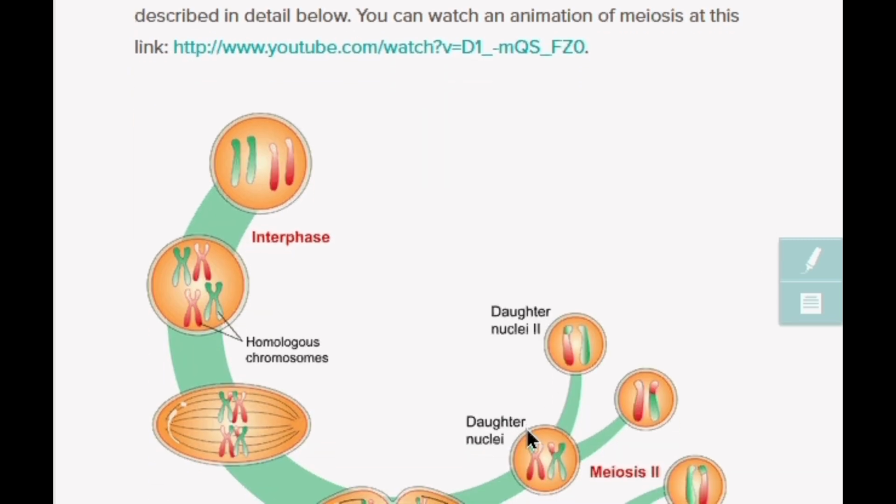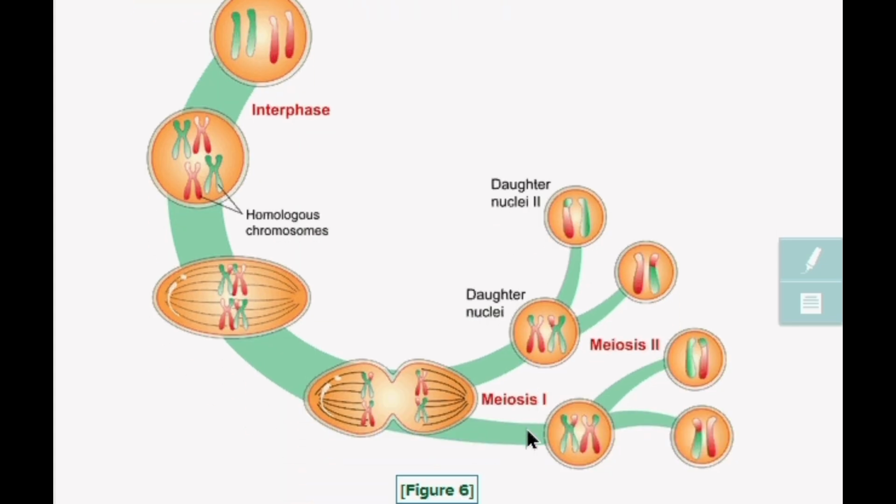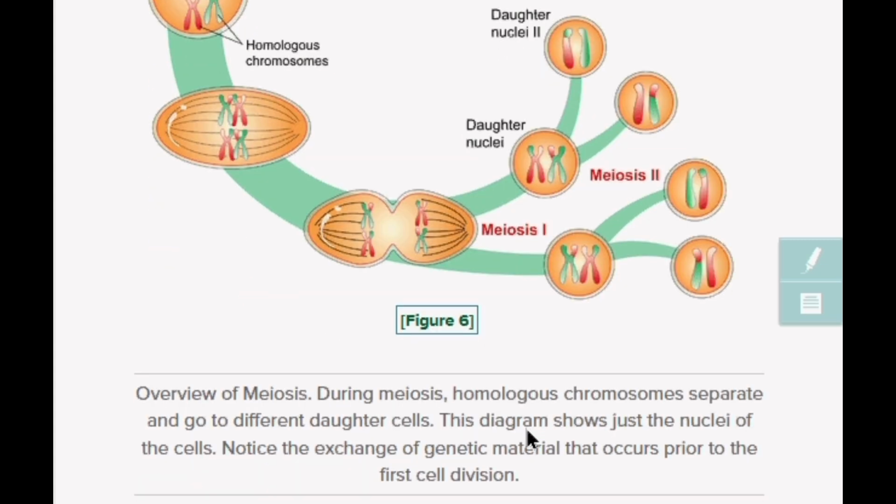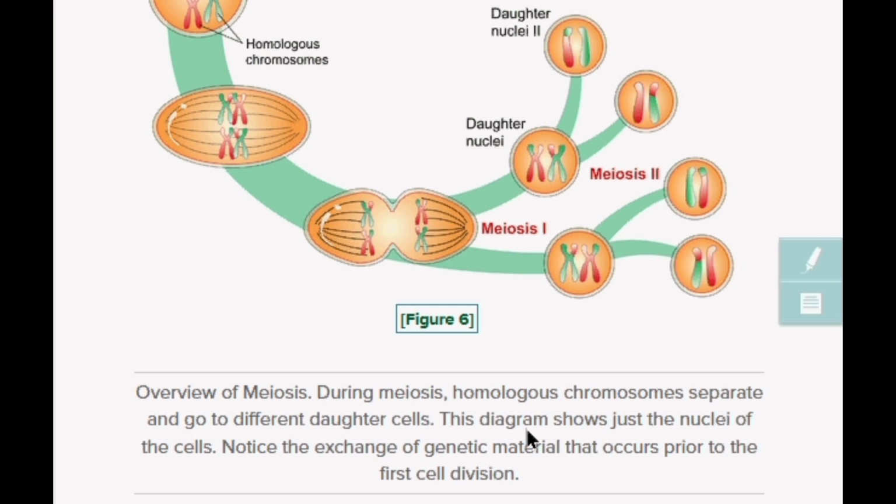You can watch an animation of meiosis at this link. Figure 6. Overview of meiosis. During meiosis, homologous chromosomes separate and go to different daughter cells. This diagram shows just the nuclei of the cells. Notice the exchange of genetic material that occurs prior to the first cell division.